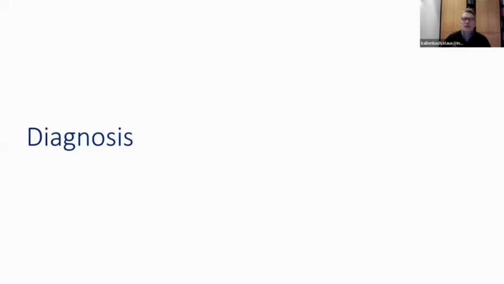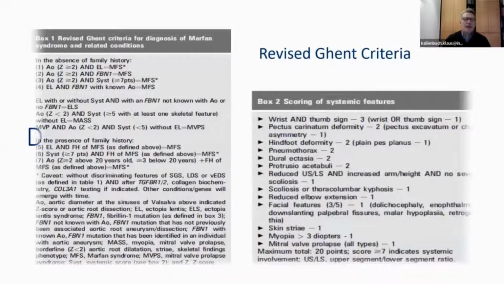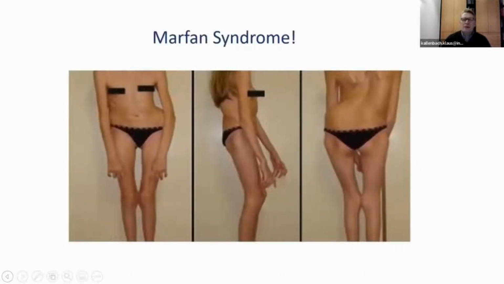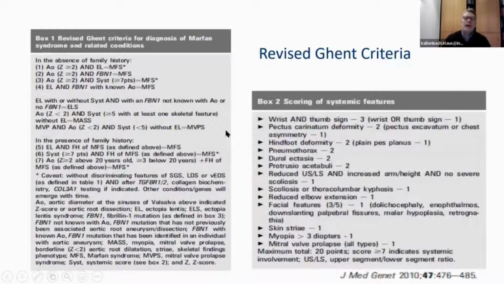The diagnosis has been described by different criteria. You all probably know the revised Ghent criteria. The criteria were set up in 2010, and they help us to make the diagnosis for Marfan. And when you look at all these details, the aortic size always plays an important role.